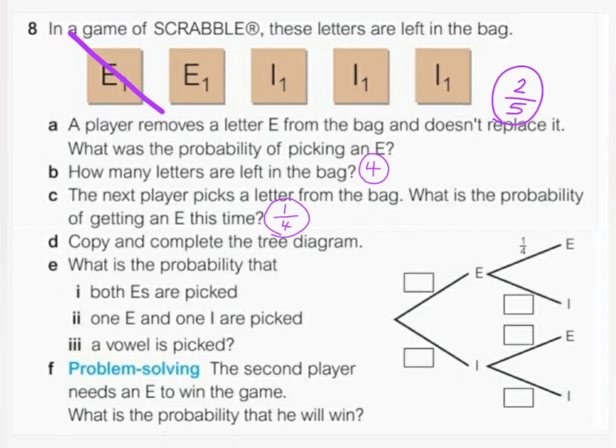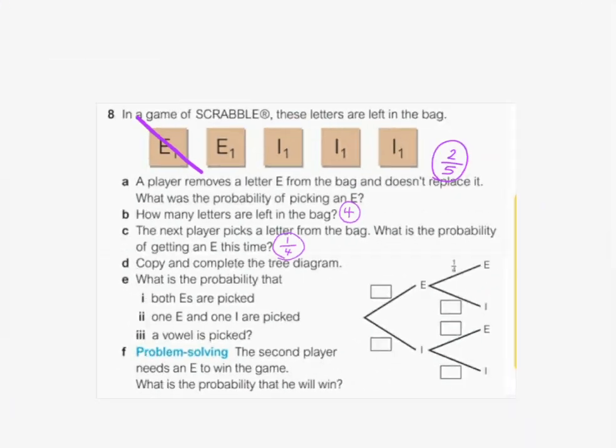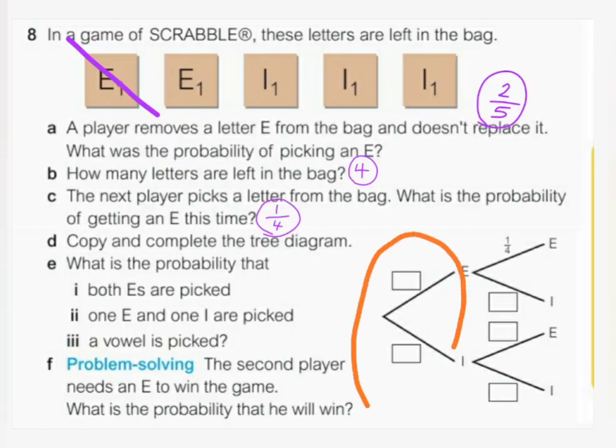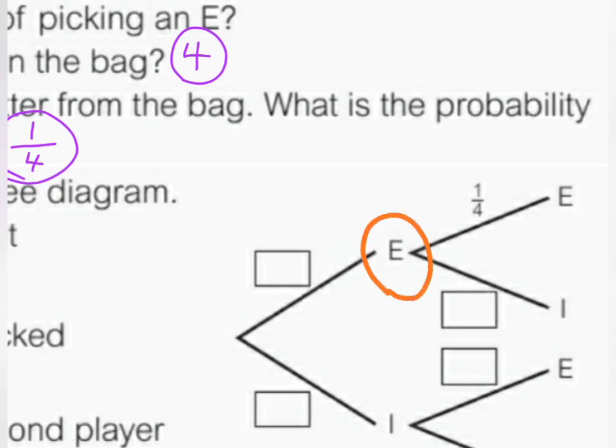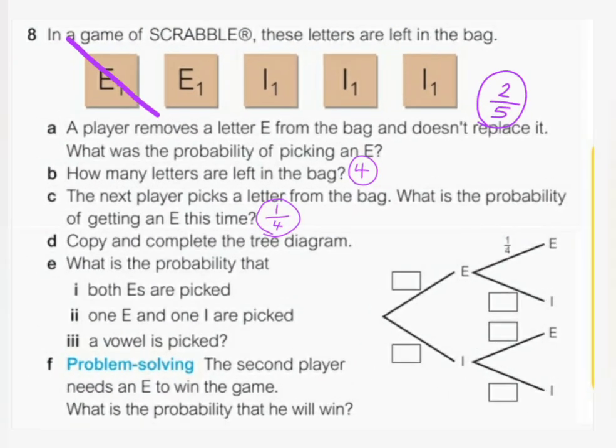Now, question D here says copy and complete the tree diagram. Let's take a look at the tree diagram and complete it together. And remember, this is the first pick, and then this is the second one. And when he picks a card, he keeps it. So we have to remove it from the pack of letters. Now, let's copy them and complete them.